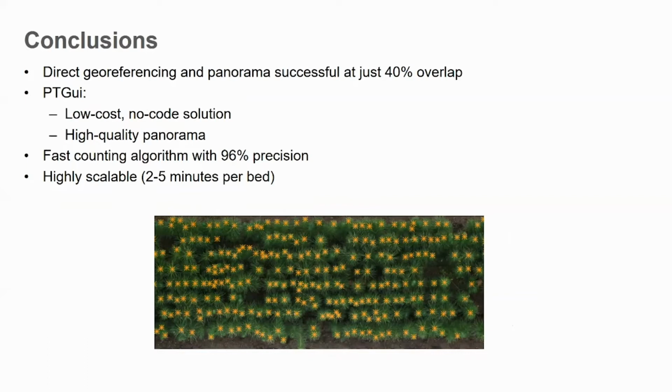The PTGui solution offered a low-cost, no-code solution to generating high-quality panoramas of the seedling beds. The darknet algorithm achieved 96% precision and was extremely scalable. In combination, both of these methods are likely to be able to image long seedling beds and count tens of thousands of seedlings.